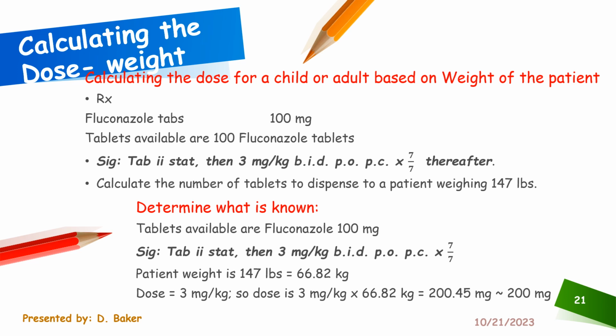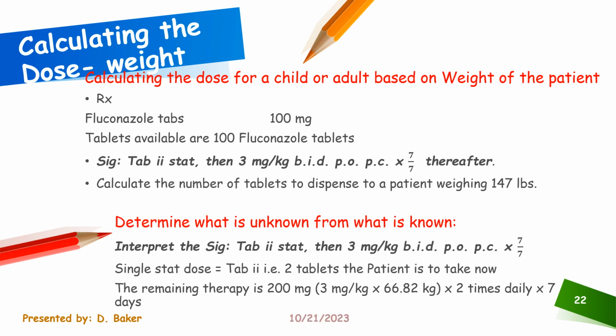Now, since the dosing information is given in kilograms, we'll go ahead and convert that into kilograms, and you get 66.82 kilograms. So in terms of the dose, that is equal to the recommended dose of 3 milligrams per kilogram multiplied by 66.82, and once you do that, you should get 200.45, approximately 200 milligrams, and that is the dose for this patient.